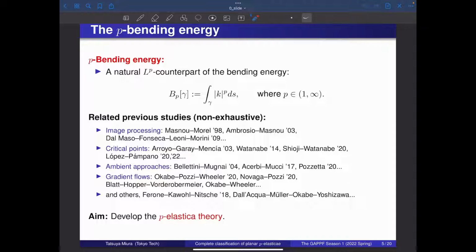However, I found that the p-elastica theory is not yet complete even today. So our main aim here is to develop the p-elastica theory as completely as possible. We want to develop the p-elastica theory which is as parallel as possible to the classical elastica theory.